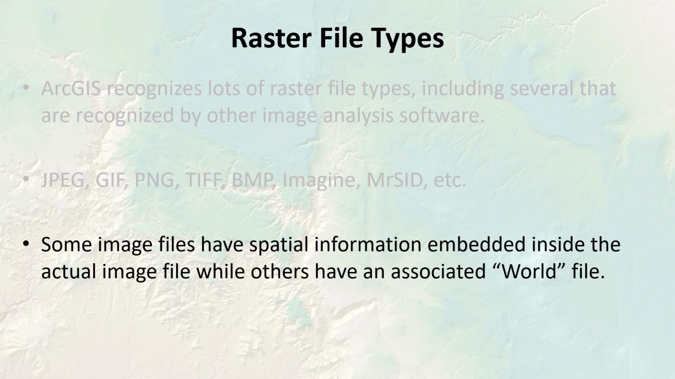Now, some image files have spatial information that is written right into the file itself. This Imagine format, MrSID, you might have heard of GeoTIFF. These have spatial coordinates and spatial reference information written right into the file. Not all of them do, though. JPEGs, GIFs, PNGs, these don't have any way to store spatial information, and so they have spatial information in a separate file called a world file.